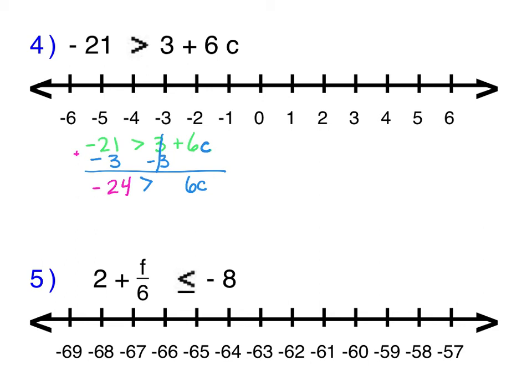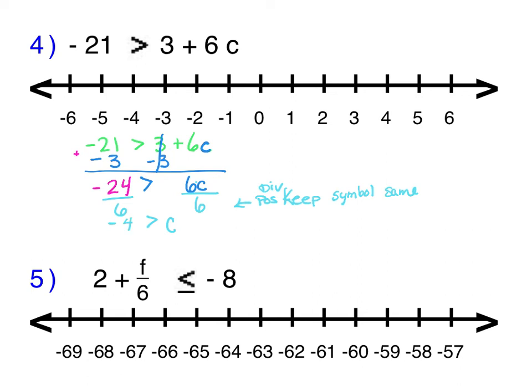Last, I see that 6 times c, so to undo times, we're going to divide by 6 on both sides, so I get a c here. My symbol will stay the same because it is positive. You're dividing by a positive, you don't flip, okay? You keep the inequality the same. All right, so a negative divided by a positive is a negative, and 24 divided by 6 is 4.